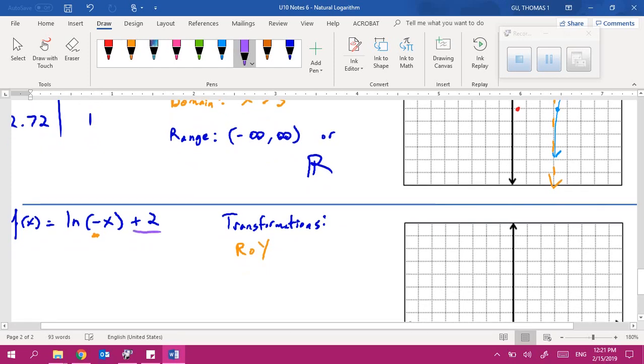Plus 2, right. Okay, you're tricking me here. Up 2. That's right, it's up 2. So these are the two transformations. This will be very easy to graph without using the table here.